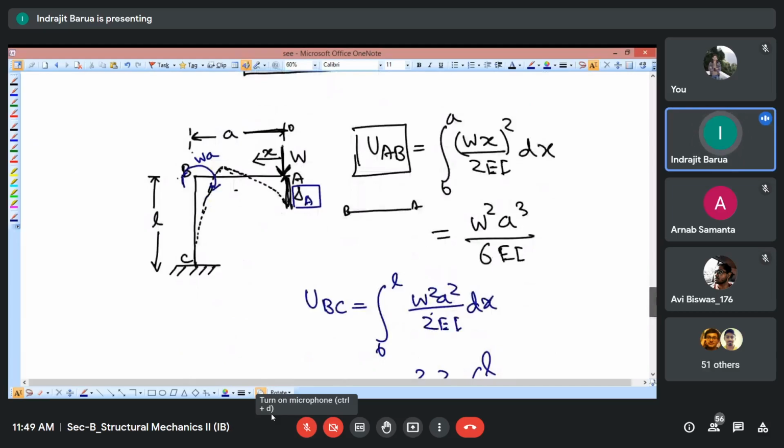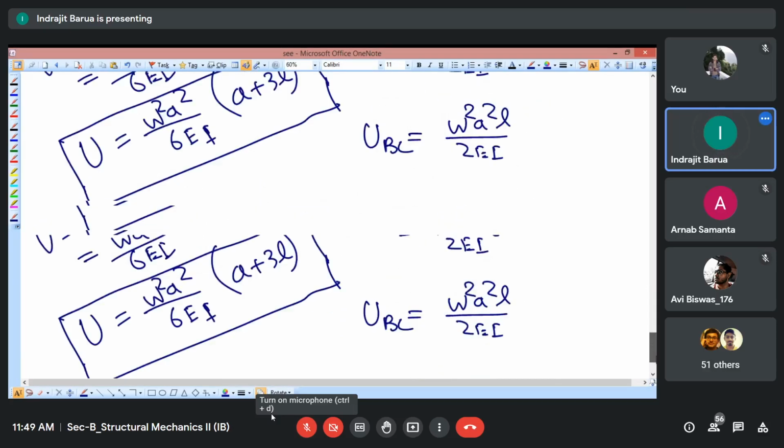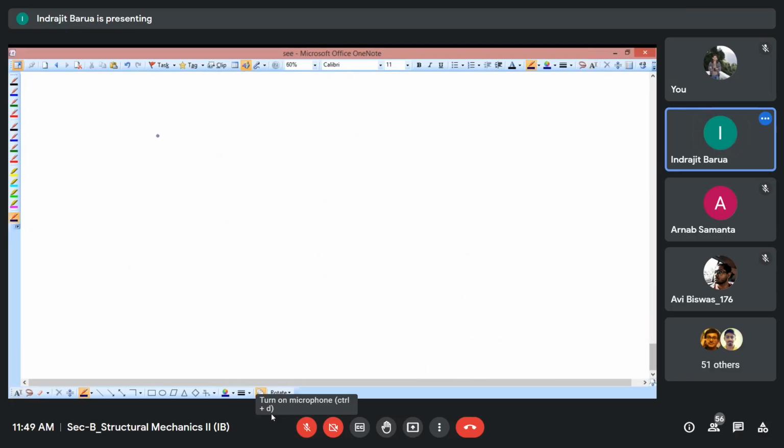So this way, in this type of cases, you can find it out. Always just add the strain energies. Now I'll be giving you a very quick problem for practice. Let's say I have one beam.